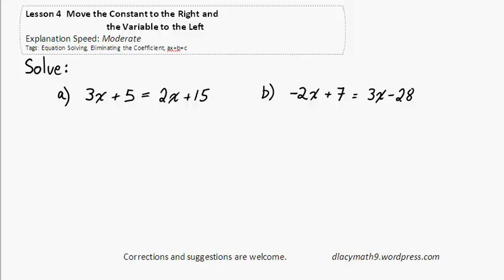Lesson 4. Move the constant to the right and the variable to the left. In our first equation, 3x plus 5 equals 2x plus 15. The task is to find what value of x makes that true. That's solving for x. Recall that you are able to make a zero if you add the opposite of a constant term to both sides.